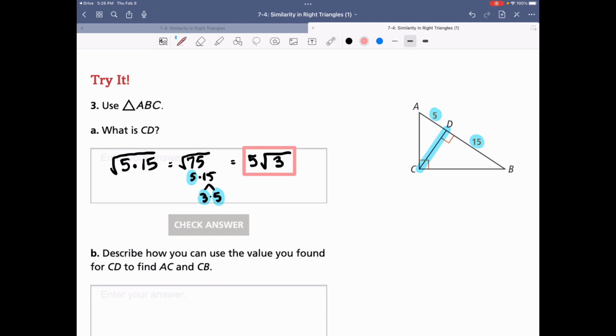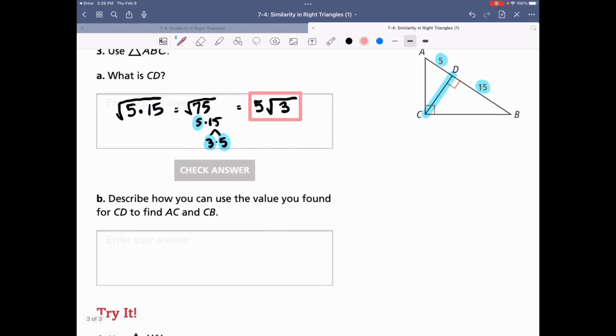For part B, it says describe how you can use the value you found for CD to find AC and CB. All right, well, CD is this. And the way that we will do this is we will set up a proportion. And we're trying to find AC first.